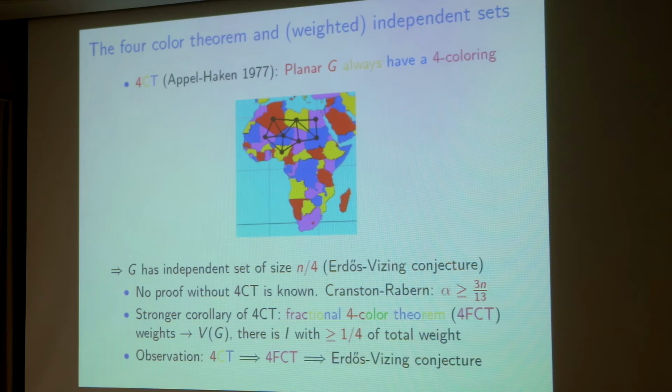And of course, this fractional four-color theorem says that it should work for any assignment of weights. If I put uniform weights there, I'm back in the Ringel-Wissing conjecture. So the four-color theorem implies both of these results, and the fractional four-color theorem implies the independence result. Is that so far okay? Are there any questions?